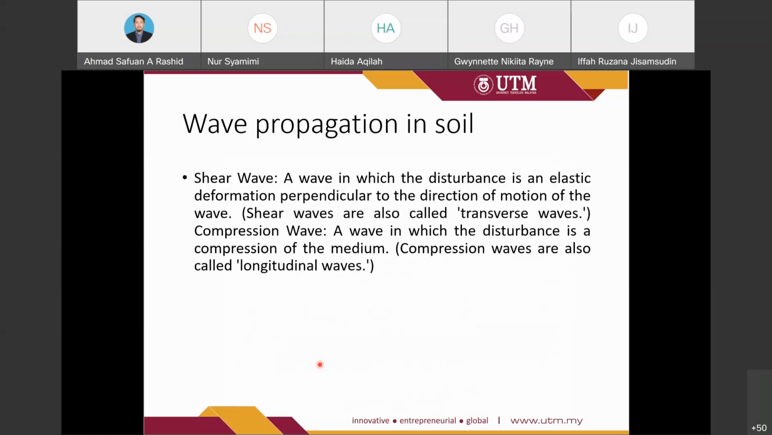Shear wave: a wave in which the disturbance is an elastic deformation perpendicular to the direction of the motion of the wave. So shear wave is also called a transverse wave. Compression wave: a wave in which the disturbance is compression of the medium. Compression wave is also called a longitudinal wave. So this is additional explanation on the shear and compression waves.